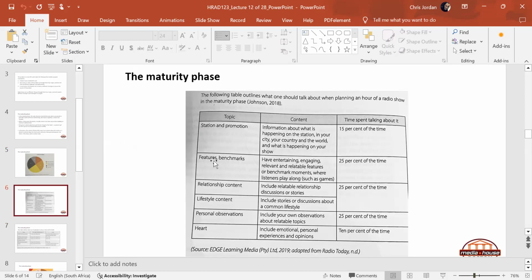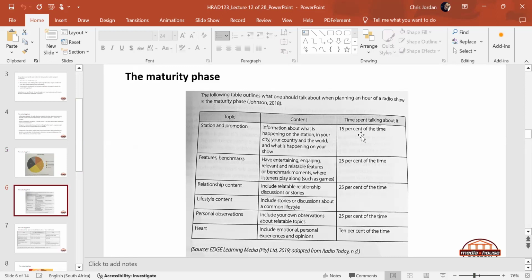So from your textbook, in chapter 3, you'll see that all these tables are included there. Let's recap from what we saw in the previous lesson: station and promotion. What is the content there? Information about what is happening on the stations across promotion in your city, your country, and the world, and what is happening on your show, right?